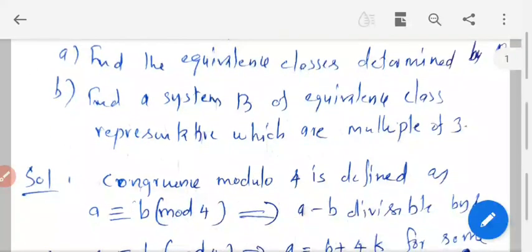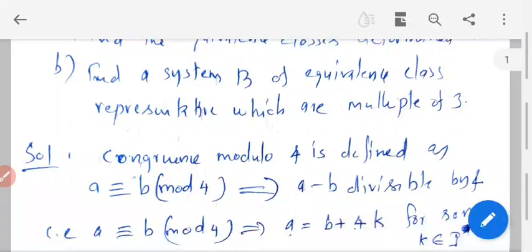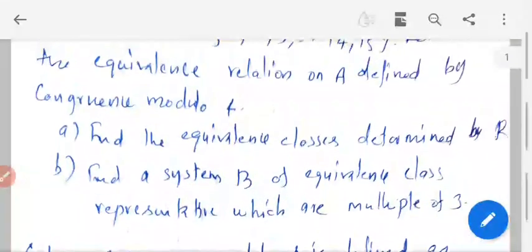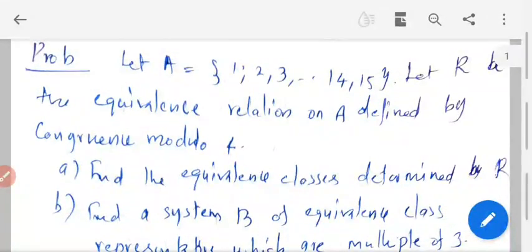So we know that congruence modulo 4 means a is congruent to b, or we say that a is related to b, if a minus b is divisible by 4. So we want to find the equivalence classes for each of the elements 1 to 15.